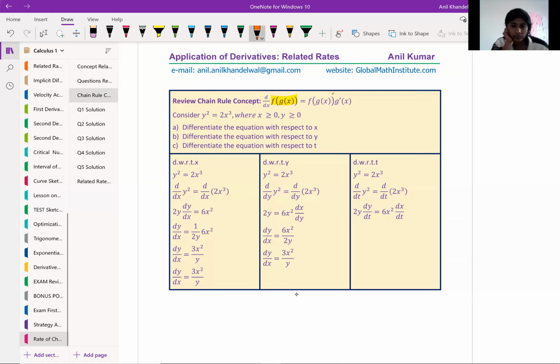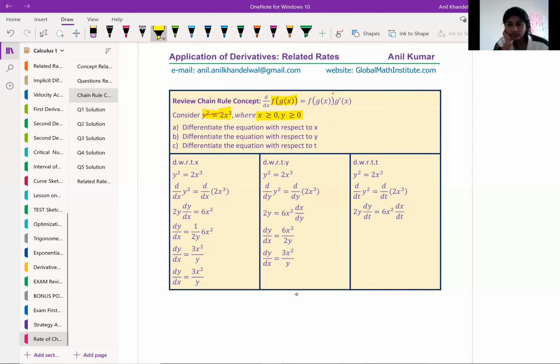So we have taken a very simple example: consider y squared equals 2x cubed. Earlier we were putting only y equals something, but I've made it more complicated than that. y squared equals 2x cubed, where we take both x and y to be greater than or equal to 0, all positive values. In real situations also, that's what you see, all those parameters are actually greater than or equal to 0.